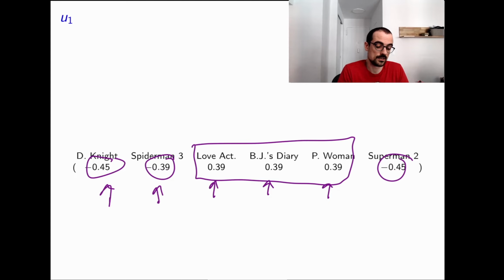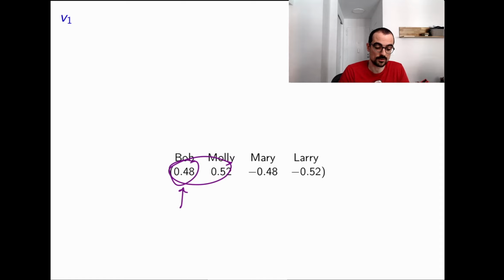The superhero movies are going to be multiplied by something negative. So when we add back the mean, it's going to be low ratings. The romantic comedies are going to be multiplied by something positive. So when we add back the mean, it's going to be very positive ratings. And the opposite is going to happen for Mary and Larry, who apparently like superhero movies.